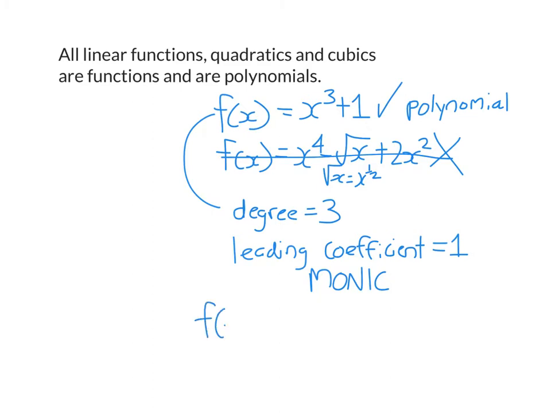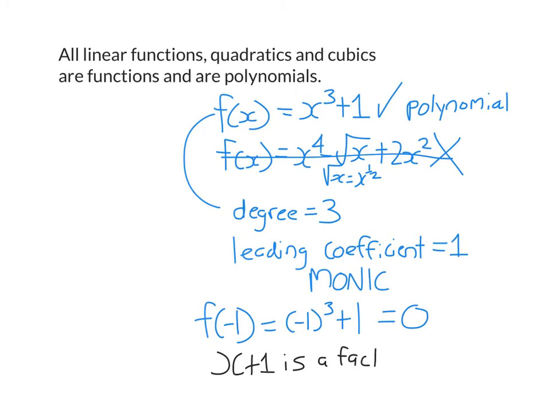For example, if I substitute in f of minus 1, that means I take my polynomial and exchange x for minus 1. So f of minus 1 for this polynomial here would be minus 1 cubed plus 1. If you put that on your calculator, you actually get 0. What that means by the factor theorem is that x plus 1 is a factor. So it's the negative of what you substituted. So if f of 2 equals 0, then x minus 2 would be a factor.